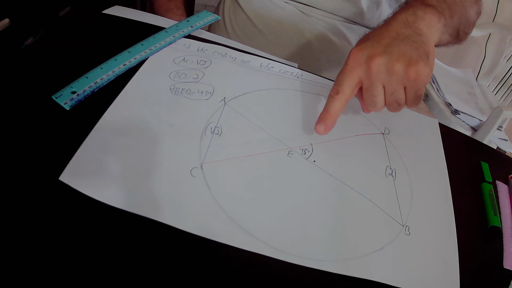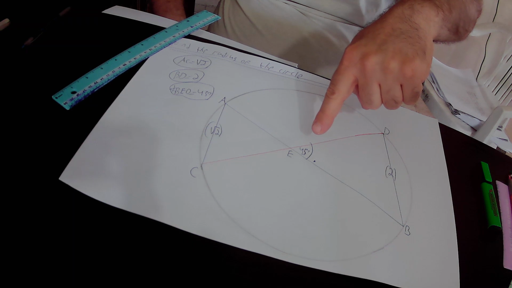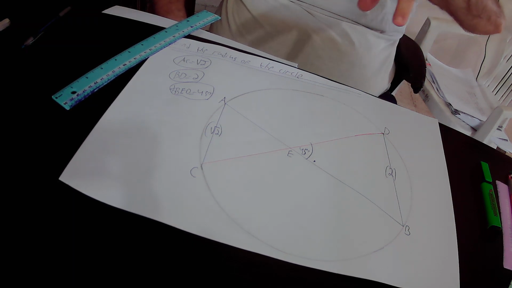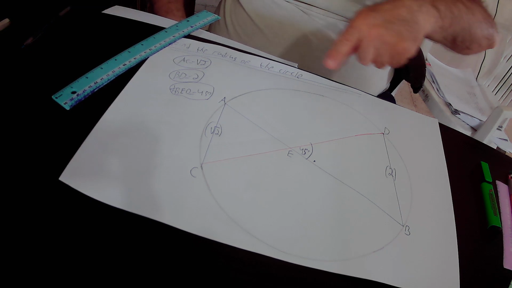And this is angle DEB. The size of angle DEB is 45 degrees, and our mission is to find out the radius of this circle. So, first of all, we will join points A and D together by a straight line.